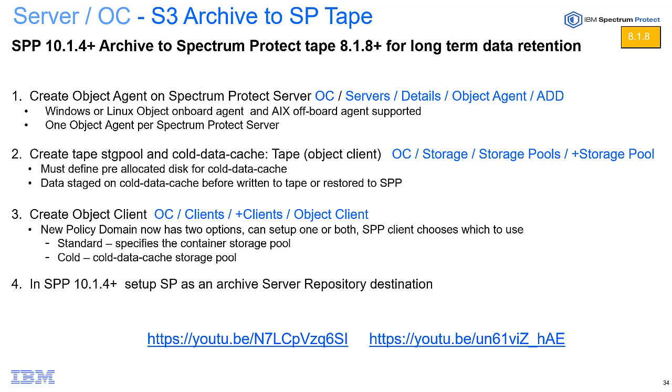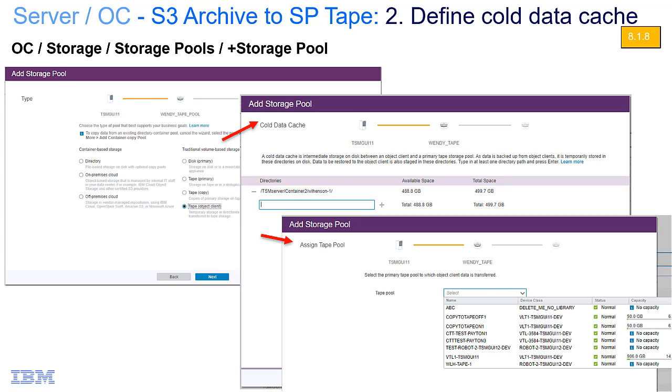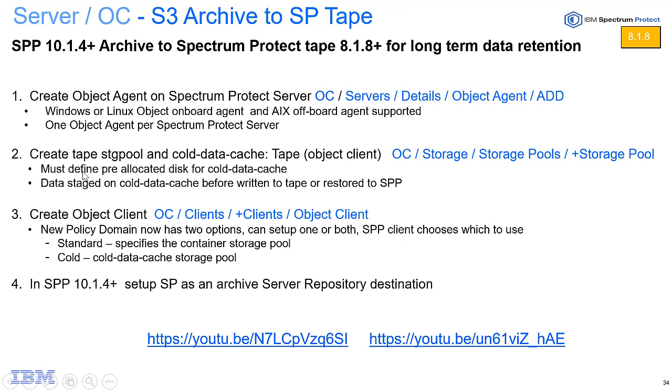Once you've done all your setup on Spectrum Protect, you're then going to go out to Spectrum Protect Plus and do some additional setup there. And we'll walk you through that as well. I do have a couple videos on this that show both the setup inside of Spectrum Protect as well as the setup required inside of Spectrum Protect Plus in order to get the S3 archive to Spectrum Protect tape to work. So I'm going to start with step 2 here and show you both how to do that in the Operations Center as well as in command line. I will not be covering step 1.